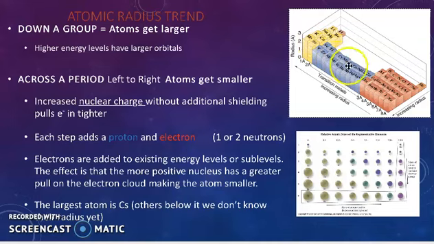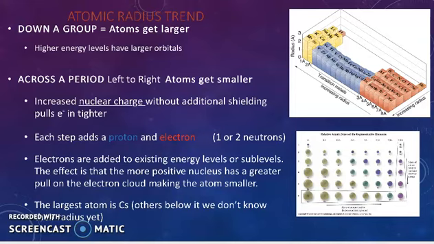As you go across a period, from left to right, the atoms are getting smaller. This is because they have increased nuclear charge, and they don't have additional shielding. So there are no extra electrons between the inside electrons and the outside electrons. There's no extra shielding, but you have more protons. As you go one step left to right, you gain a proton each time. They're going to want to pull those electrons in closer and closer. So the more protons you have, the closer they pull the electrons in, and you're not gaining any shielding because the electrons are being added to the outermost shell.